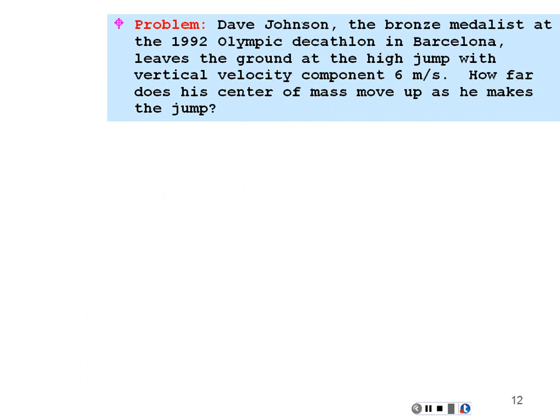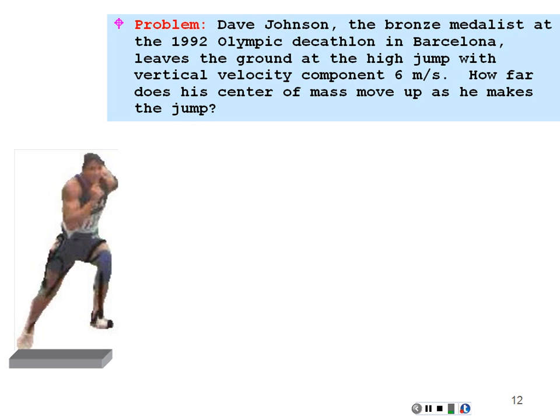Let's try this out in a problem. Here's a problem. Dave Johnson, the bronze medalist at the 1992 Olympic decathlon in Barcelona, leaves the ground in the high jump with a vertical velocity component of 6 meters per second. How far does his center of mass move up as he makes this jump?